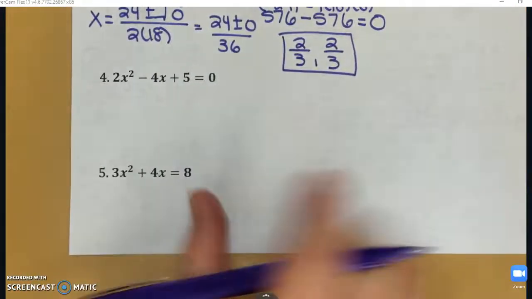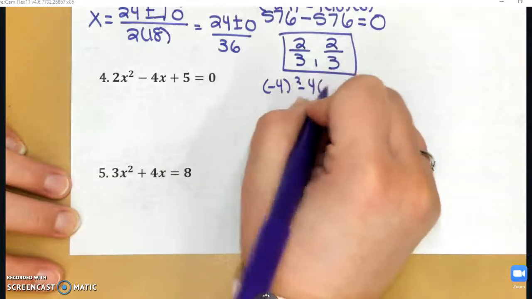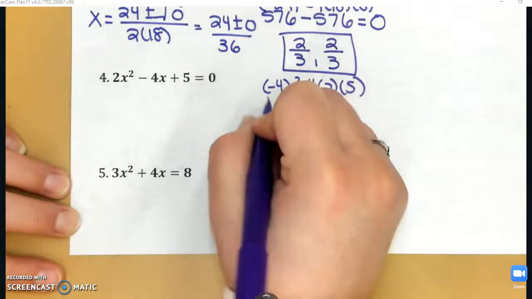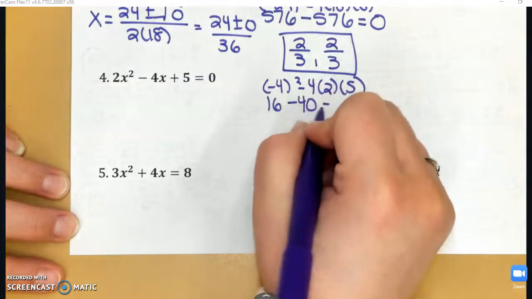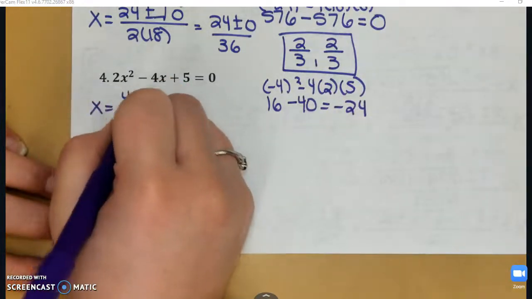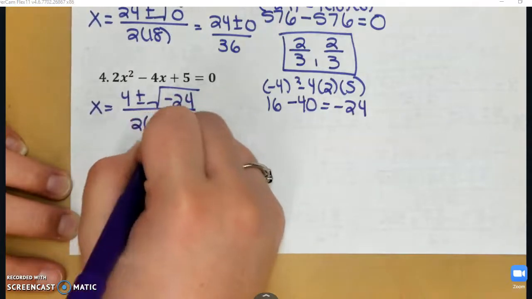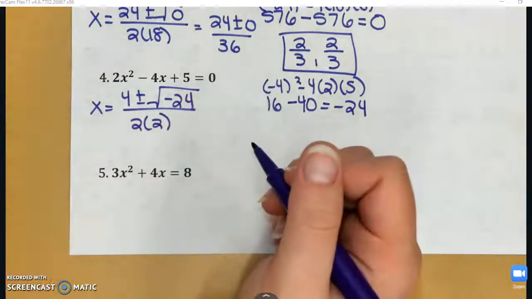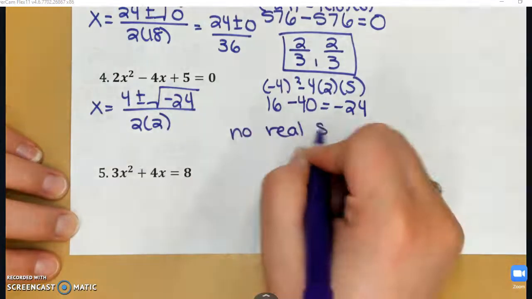On to number 4, already in standard form, let's find our discriminant, b squared minus 4 times a times c. That's going to be 16 minus 40, which is negative 24. So my solution is 4 plus or minus the square root of negative 24 over 2 times 2. I can't take the square root of a negative number, so this is going to have no real solution.